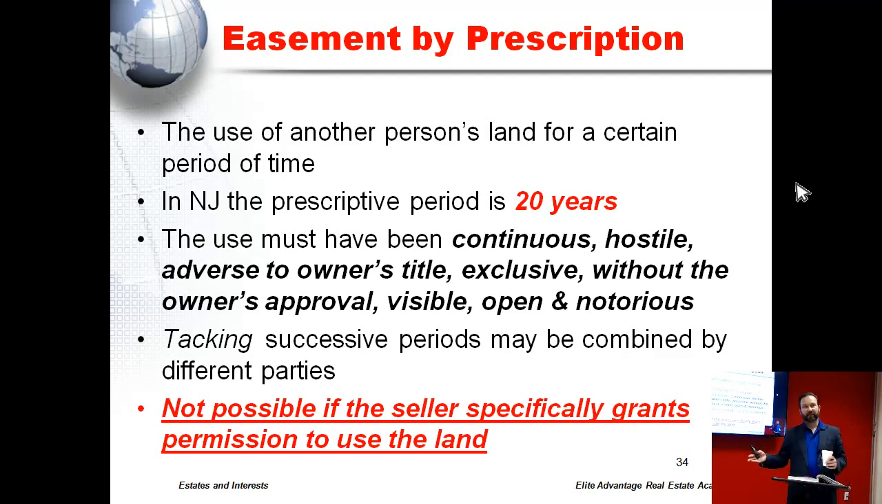So then 20 years goes by, right? And now they can go to court and claim this easement by prescription. Now, it's got to be continuous, hostile, adverse to the owner's title, exclusive, without the owner's approval. So it can't be where the owner approves of them being there, because if the owner approves of them being there, then it's not hostile. It's not against the will of the owner.